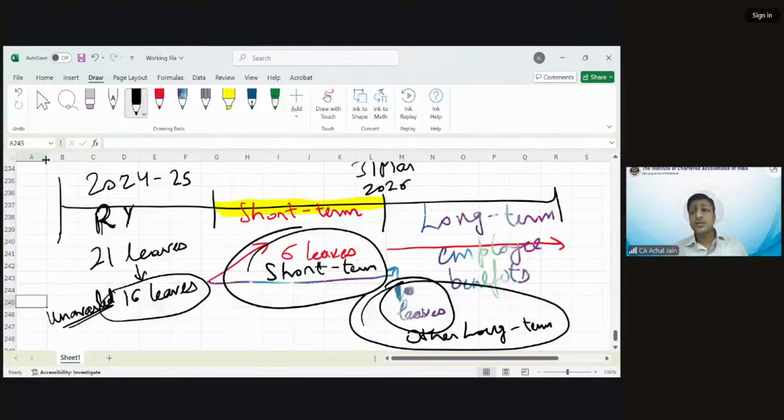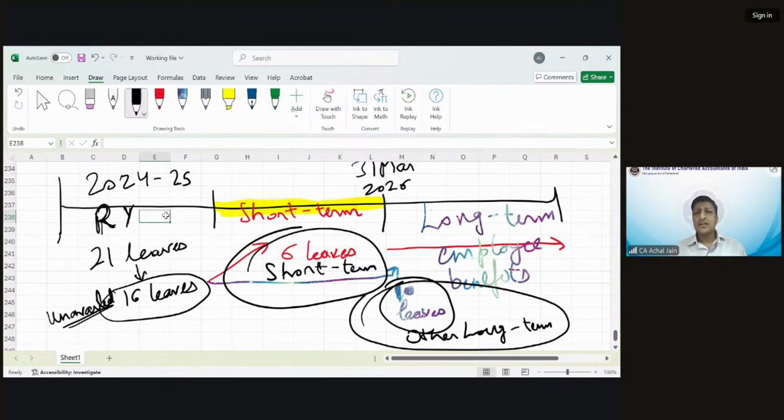Now comes the question of what will be the basis of computing the amount, valuing this other long term. This is also valued using projected unit credit method through an actuary. So the same valuation methodology is required. Aditya, you had a query, please go ahead.